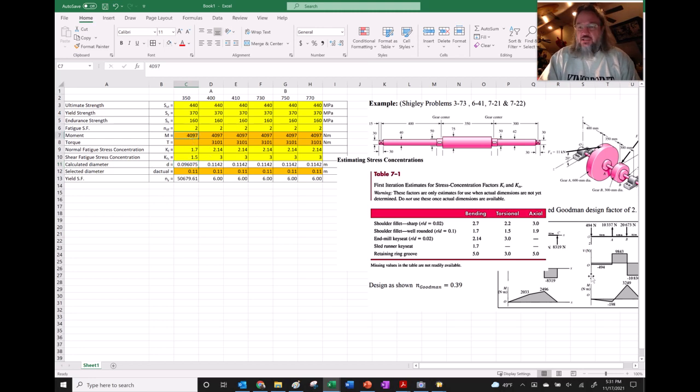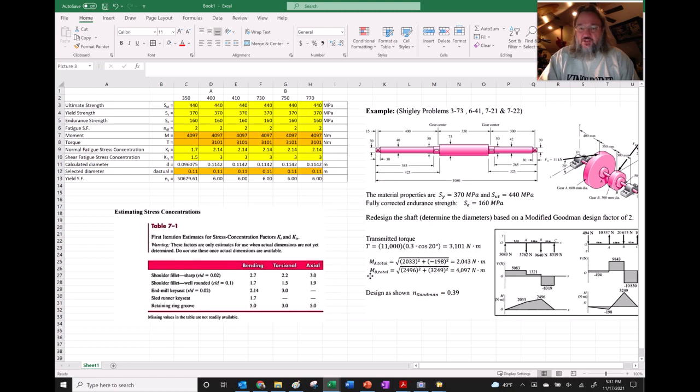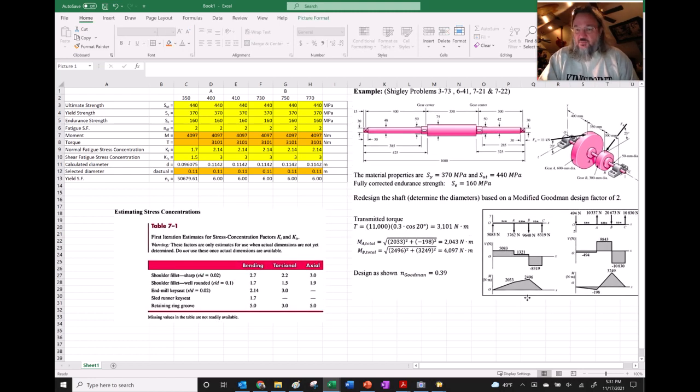And the moment right here, we have to actually do a little bit of the math. So we have 5083 newtons times the number of millimeters right there. So it's going to be less than 2033.